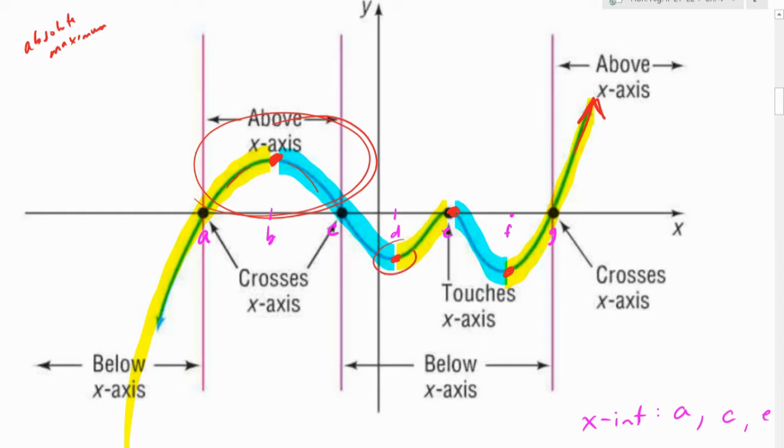Right here, when X is D, we have a local minimum value or a relative minimum value. Right here, where X is E, we have a local maximum. Right here, where X is F, we have a local minimum or a relative minimum. Okay.